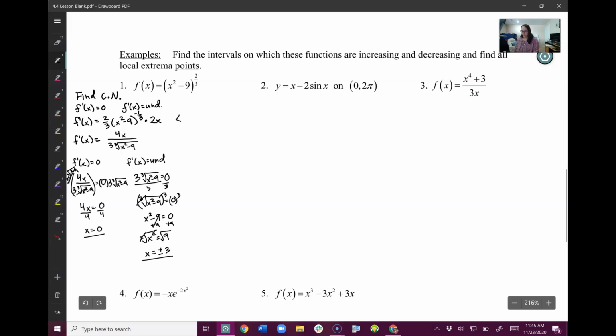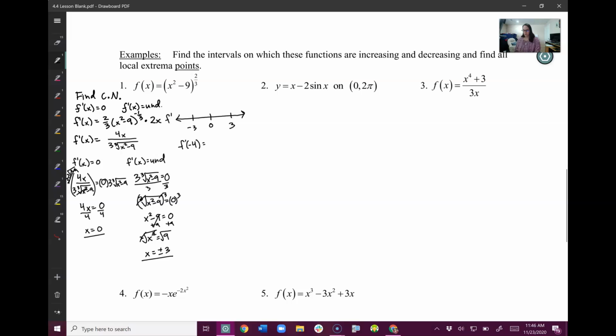Next, I'm going to test these out. So I'm going to include 0, -3, +3, all my critical numbers. And now we're going to test them by finding out if the derivative is positive or negative. Now I am labeling this sign line to show that this is a sign line for f prime, not for f or f double prime or anything like that. So let's pick some numbers, plug them into f prime and see if they're positive or negative.